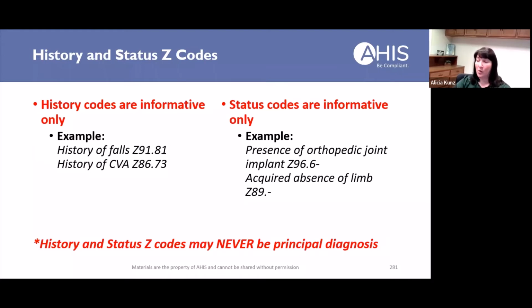And just remember, history and status Z codes can never be your principal diagnoses, but they are important codes, in particular the two I just mentioned about the orthopedic joint implants and then the acquired absence of a limb code. We need that information in order to further define the claim and make it clear to the payer what was done.